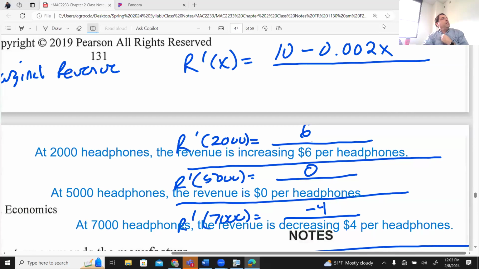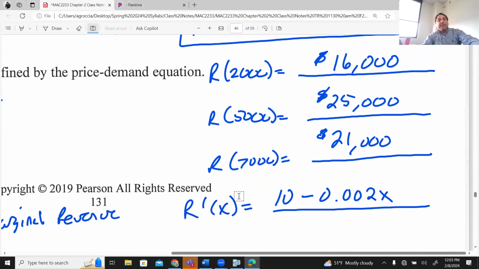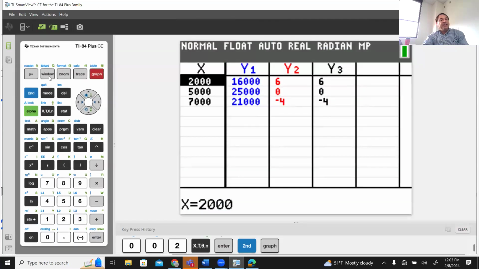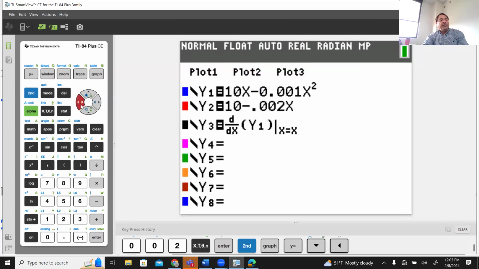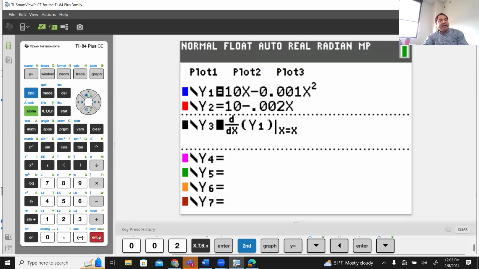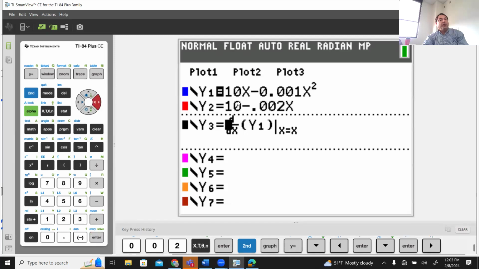To finish this problem, let me go ahead and graph it. Now remember, we're talking about 2,000, 5,000, 7,000 headphones. Keep that in mind. And my revenue is 16, 25, 21,000. Are we okay? The reason why I mentioned that is when I go to graph this thing, I'm going to go to y equals, I'm going to turn off y2. I'm going to hit enter on the equals, and I'm going to turn off y3, hit enter on the equals, because I only want to graph the revenue one.